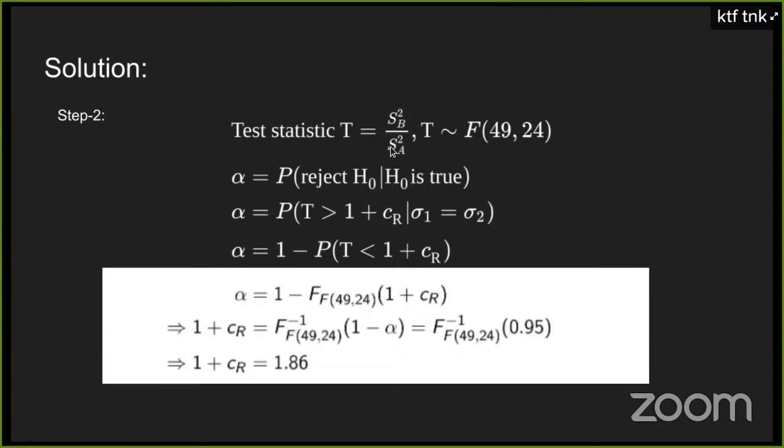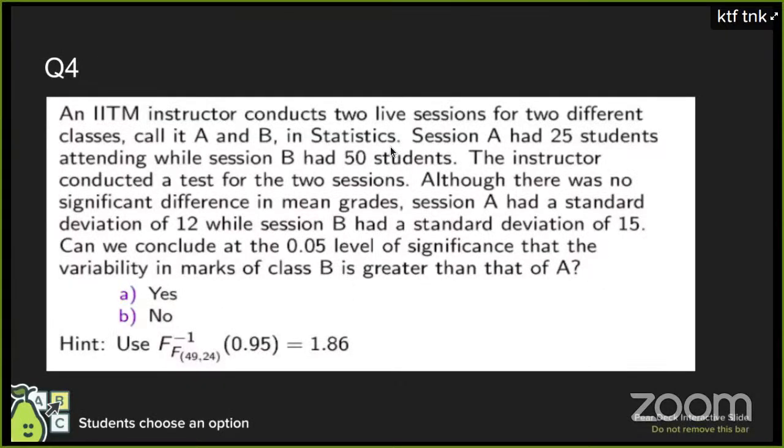Can we go back to the question? Here, the last but fourth line. Although there was no significant difference in mean grades, can we not use that sentence as a null hypothesis, that there is a significant difference in mean grades? Why are we taking the hypothesis on sigma 1 equal to sigma 2? When there is a statement like this, why don't we take the hypothesis based on the mean?